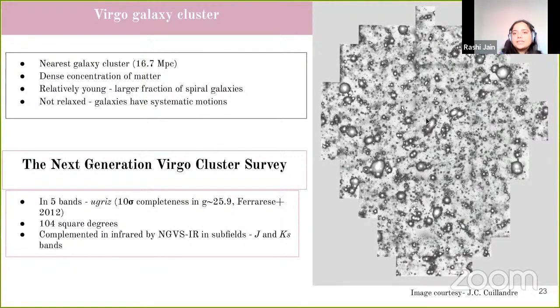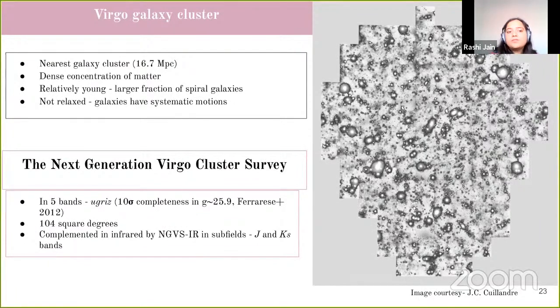Why do we choose the Virgo galaxy cluster? The first reason is because it's the closest to us, and with the observing facilities that we have, the globular clusters at the distance of Virgo are marginally resolved, so that makes it convenient. Then it has a dense concentration of matter, so it has different kinds of galaxies, but mostly relatively young galaxies, a larger fraction of spiral galaxies than elliptical, but we have different morphological types. So this makes it a very ideal site to go and hunt for globular clusters in different environments.